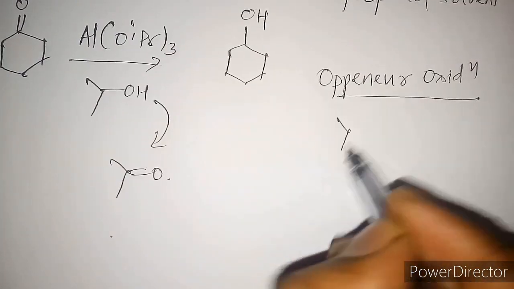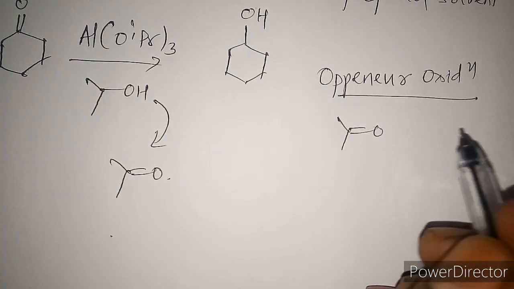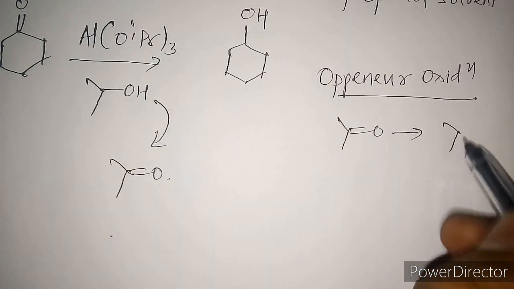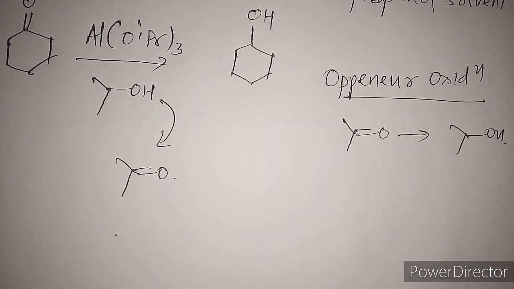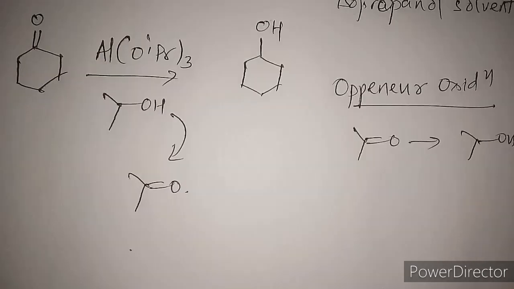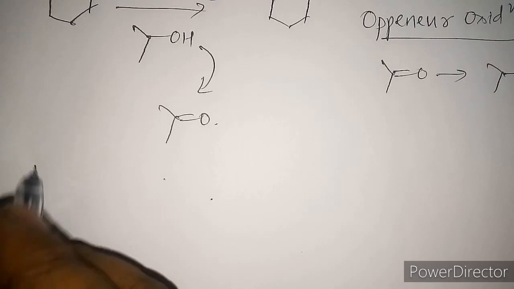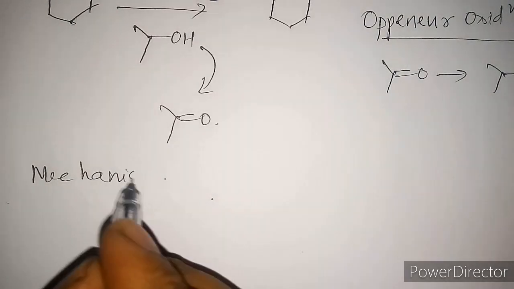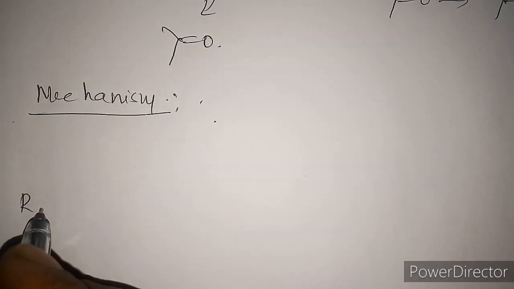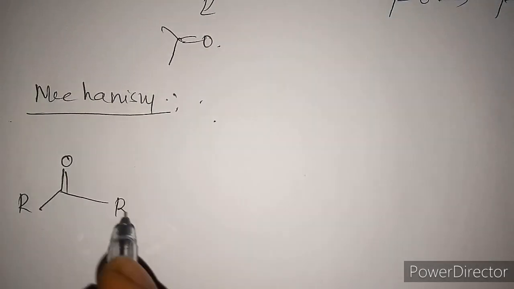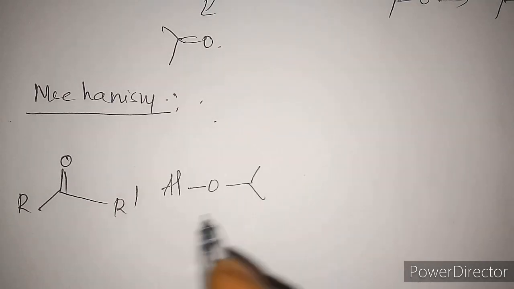In the Oppenauer oxidation, we are using ketone as a solvent, and the alcohol will be oxidized to ketone, and this ketone will be reduced to alcohol. Exactly the reverse case of Oppenauer oxidation. The mechanism of this reaction: you can take a general molecule R', and this is aluminum isopropoxide.